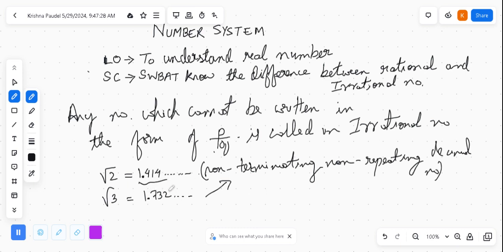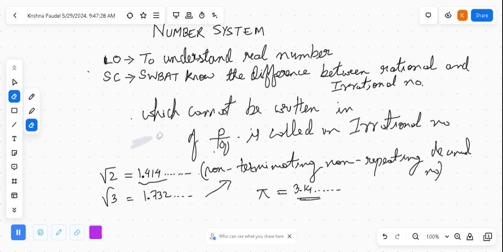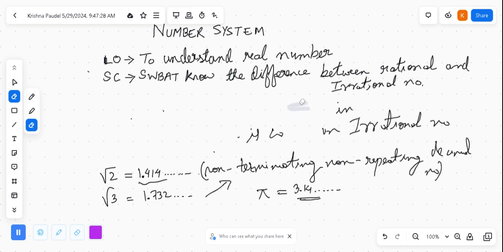as p by q. You can take another example, pi, whose value is 3.14 dot dot dot. Even pi is irrational, because we cannot write the pi value in the form of p by q. So basically all those numbers which you cannot write as p by q are called irrational numbers. And so from here, we come to the main topic, that is real numbers.